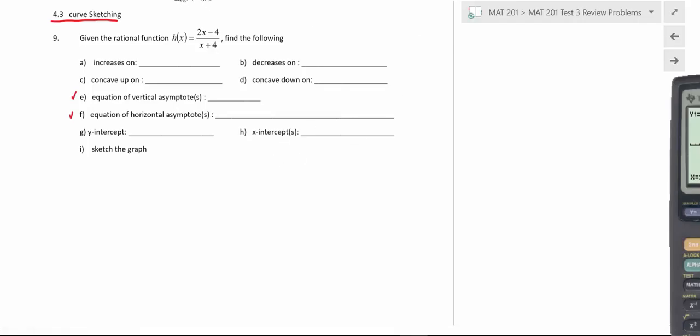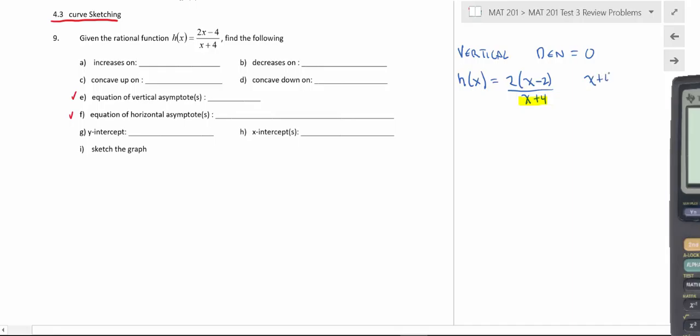If you're going to find vertical asymptotes, they always occur where the denominator of the simplified form is 0. You have to see if you can simplify this first. So h of x, you could factor a 2 out of the top and have 2 times x minus 2 over x plus 4. Nothing cancels out, so all you have to do to find the vertical asymptote is take the denominator and set it equal to 0, which gives x equals negative 4. So the equation of your vertical asymptote is x equals negative 4.